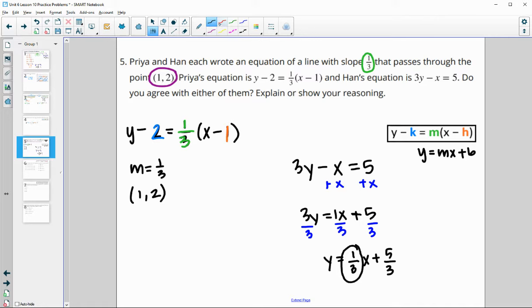Okay, now we just need to figure out if the point (1, 2) is actually on this line. So go ahead and plug that in, either into the slope intercept form or into the original equation. I'm going to plug it into the original one so I don't have to deal with fractions. So 3 times y minus the x should equal 5. If it does, this point is on the line. The y coordinate was 2 and the x coordinate was 1, so we get 6 minus 1, which is 5. So this point is on the line. We have the point on the line and the correct slope, so both equations are in fact correct.